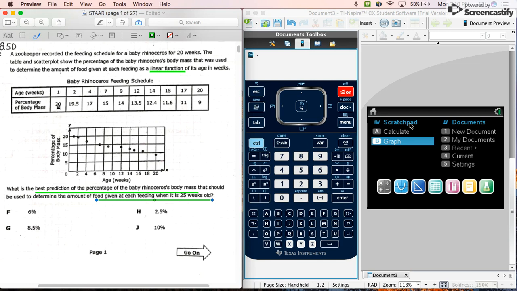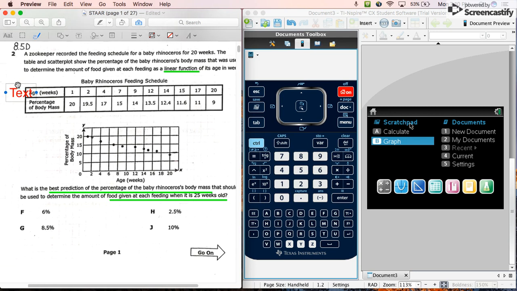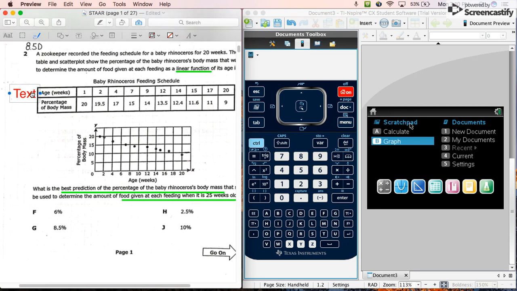So what I'm going to do is this. Let's identify what our x values and what our y values are. Whenever you have a time period of some sort, like weeks, days, whatever it is, it's generally an x value. So I'm going to put an x right there. Whenever you have something that is not time, that generally is a y value. In this case, it will be the percentage of body mass of the rhinoceros. So let's move that over there.